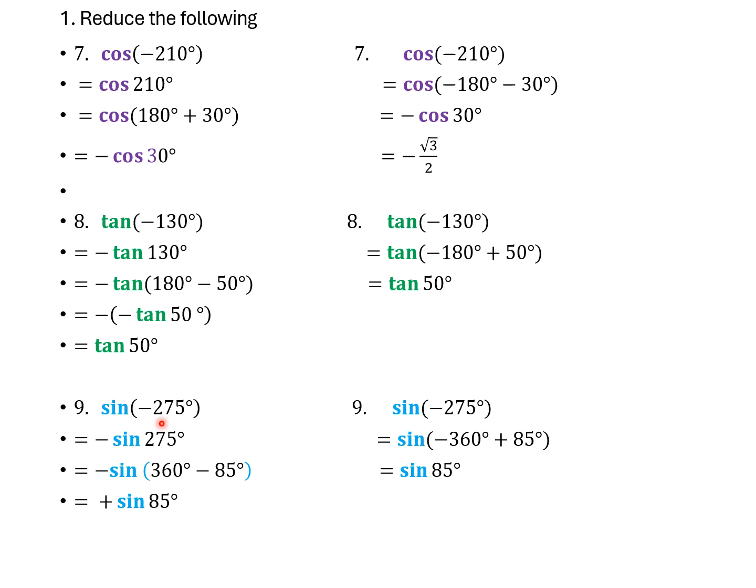Number 9, I have sine negative 275 degrees, which if I take the negative angle in the fourth quadrant becomes negative sine 275. And 275 I can write as 360 minus 85. In the fourth quadrant, sine is negative, so negative times negative becomes positive sine 85 degrees. Or if I use negative angle reduction, I can say minus 360 plus 85. If I say plus 85 minus 360, I end up exactly back in the first quadrant, where sine is positive, so therefore it becomes sine 85.